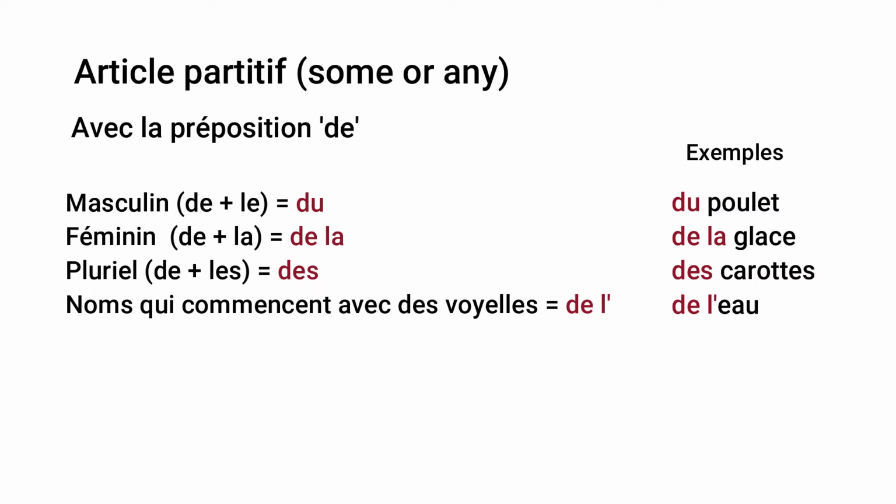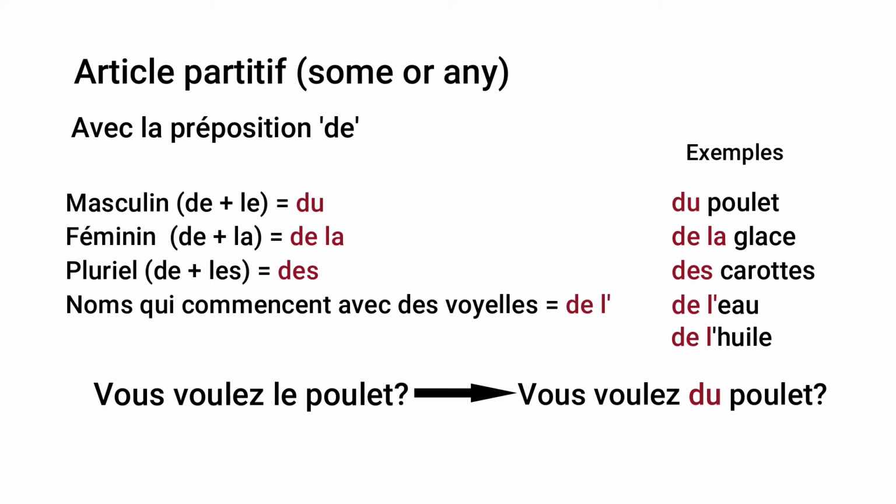You'll also see something similar with the letter H. So for example, de l'huile. That means some oil. So you can replace all the words that we saw now in these sentences and make similar sentences. So vous voulez le poulet means do you want the chicken, and vous voulez du poulet means do you want some chicken. So there's a huge difference in what you're talking about here. Also remember this verb vouloir. So vouloir means to want. And when we go into verbs conjugations, we'll understand how these are conjugated depending on the person.